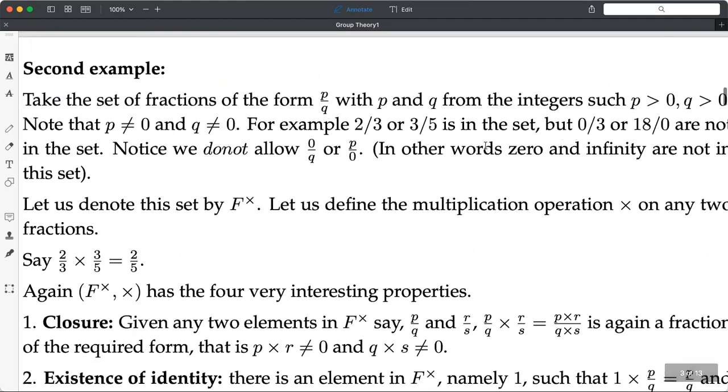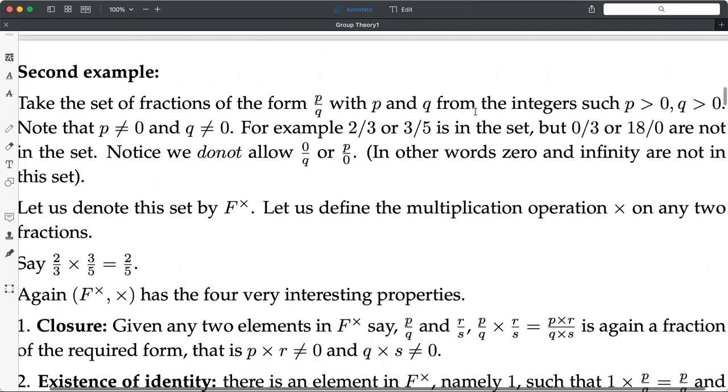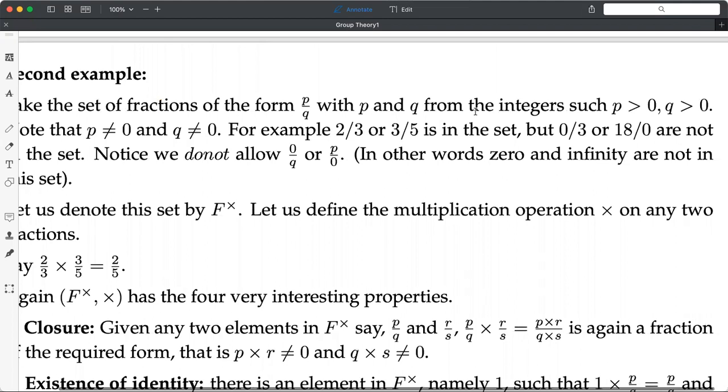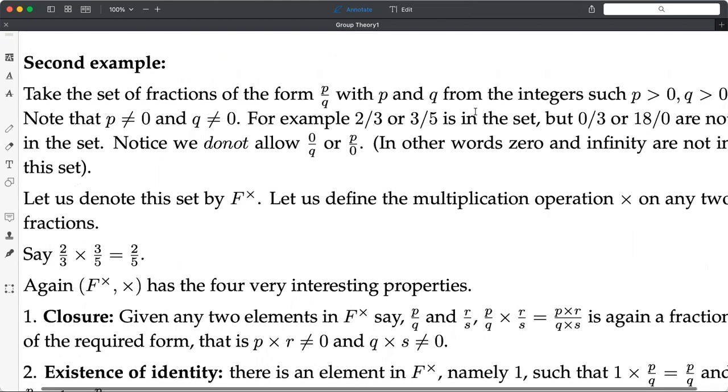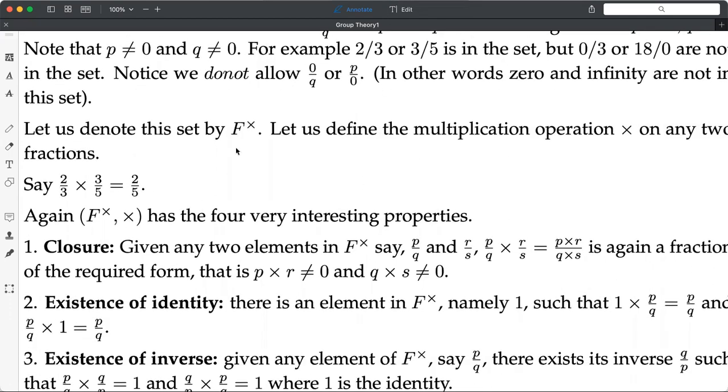Second example, we take the set of fractions of the form p by q with p and q from the integers such that p is greater than 0 and q is greater than 0. So I take only positive integers p and q, and form the fractions p by q. You notice that p is not equal to 0 and q is not equal to 0. So even though 2 by 3 or 3 by 5 are in the set, 0 by 3 or 18 by 0 are not in the set. We do not allow 0 by q or p by 0. So 0 and infinity are not in the set. We denote this set by F cross.